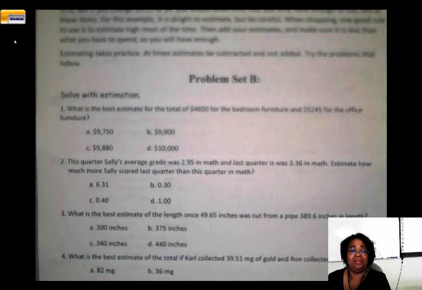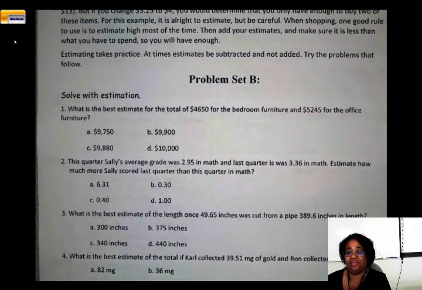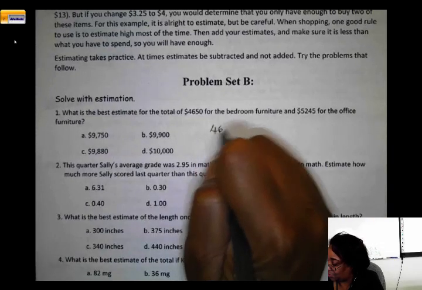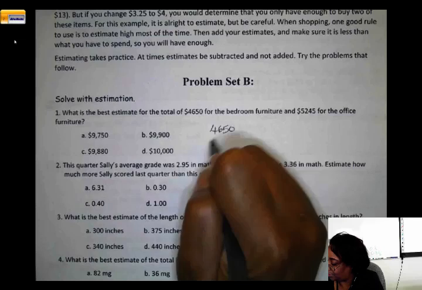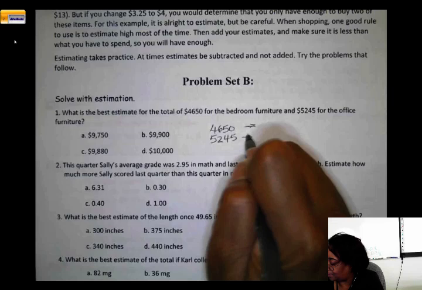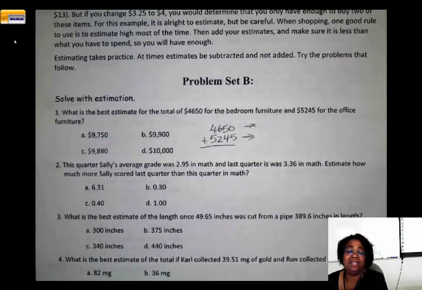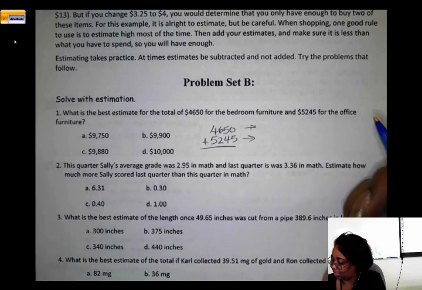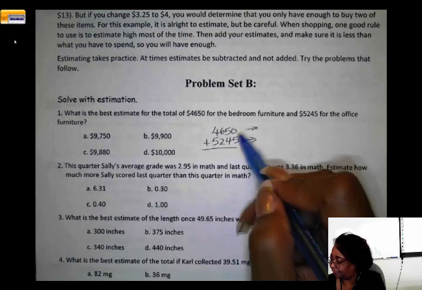So on number 1, what is the best estimate for the total? $4,650 for the bedroom furniture and $5,245 for the office furniture. Now, when we were doing addition, probably a couple weeks ago, you had some estimating problems. Estimating sums. So if you didn't do that, you might want to review that. How could I estimate 4,650? What would that round to or estimate to?